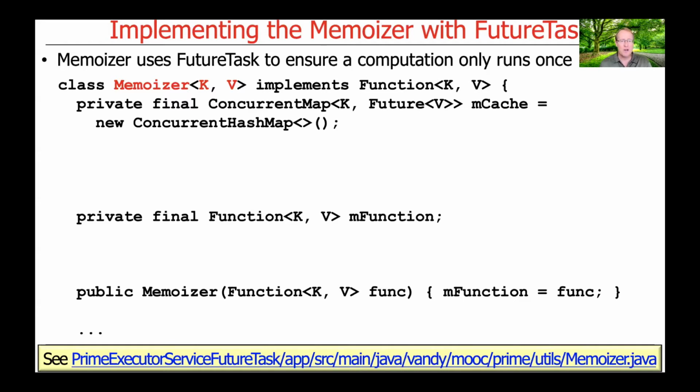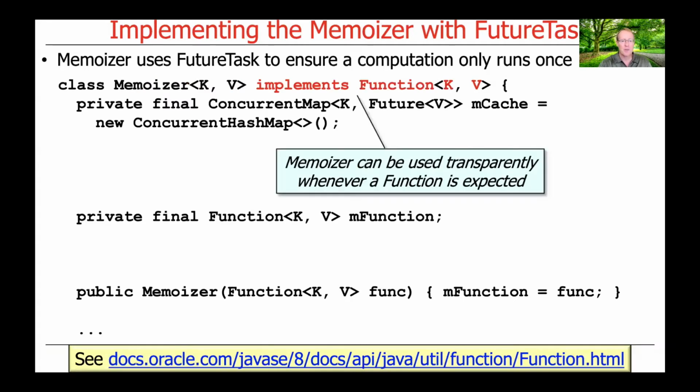So here's the Memoizer interface. As you can see, it's Java code. You can get the Java code in my link at the bottom of the slide in my GitHub repository. It implements Function, as we mentioned before, so that we can use a memoizer anywhere we expect to use a function.